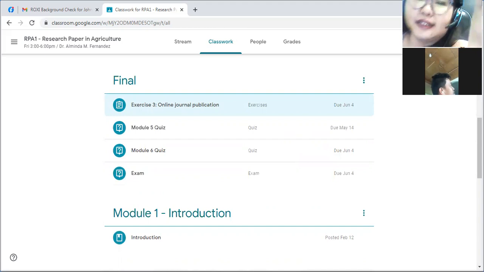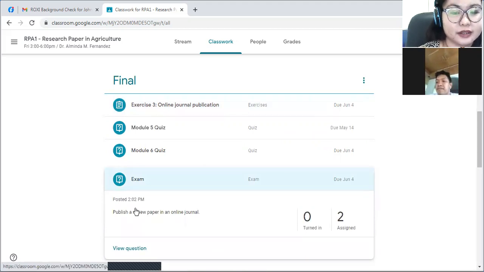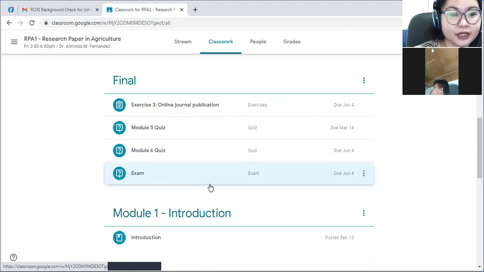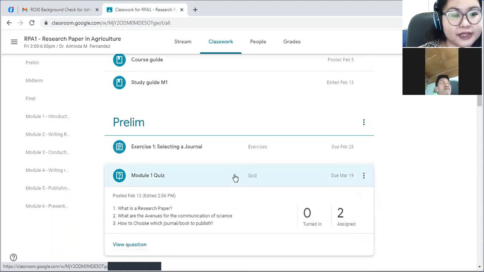So, again, your final exam, therefore, is the published review paper. Whether it is still in process, if it is not yet actually published but you have already submitted it online, that's still credited. For the quizzes, they are also already posted with the due date. This is in relation to your topics every module.